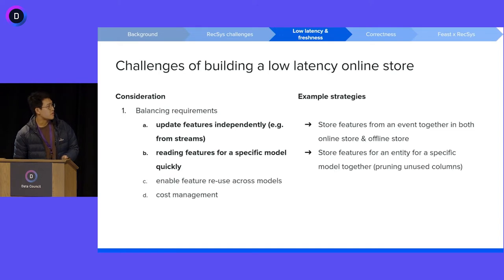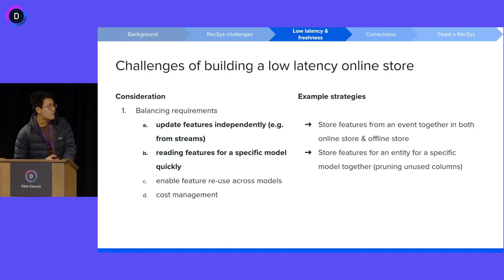And so the first one I wanted to dive into is how do you balance these requirements, right? There's a lot of things in this list. Two of them are kind of balancing two different challenges. One of them is that you want to have very fresh features. You want to have very frequent streams that are updating the features that you have access to at serving time, but you also want to get access to those features very, very quickly, right?